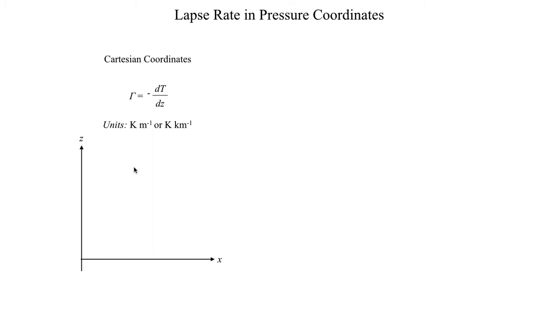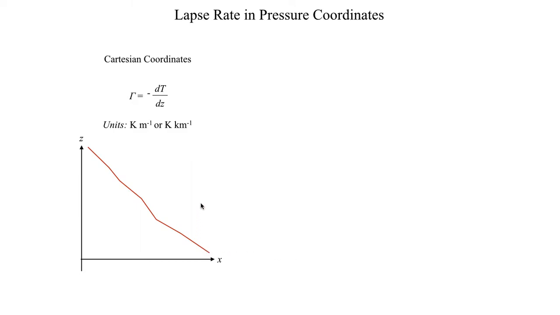Let's take a look at some axes to get our bearings, and let's plot a theoretical value of temperature. This red line here represents temperature. As you go towards the left, you go towards lower values of temperature, and as you go towards the right, you're going towards higher values of temperature.